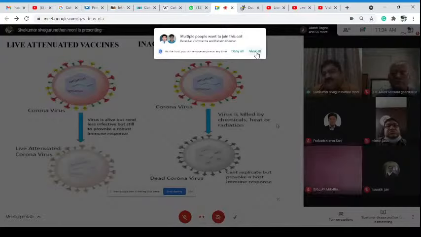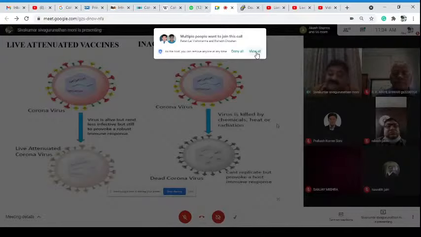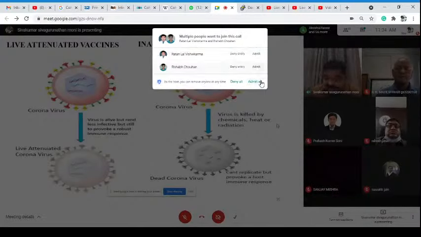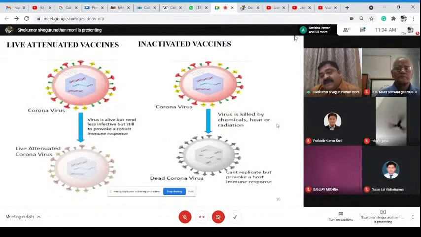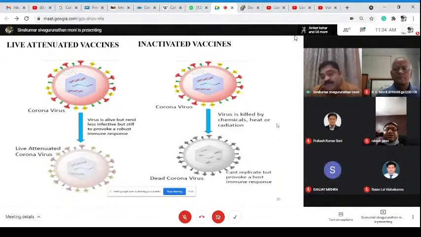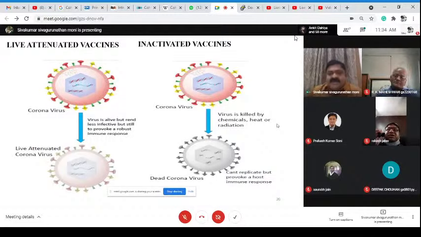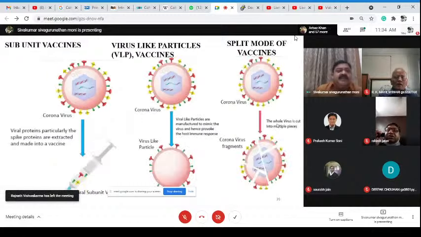For the coronavirus, the spike protein is extracted and chemically treated or heat inactivated, denaturing the nature of this protein, and whenever it is injected, administered into the human system, our immune system provokes the immune response against the specific antigenicity, that means the specific heat inactivated spike protein, so that it is assumed to give good protection against SARS-CoV-2 virus infection. There are subunit vaccines under trial.